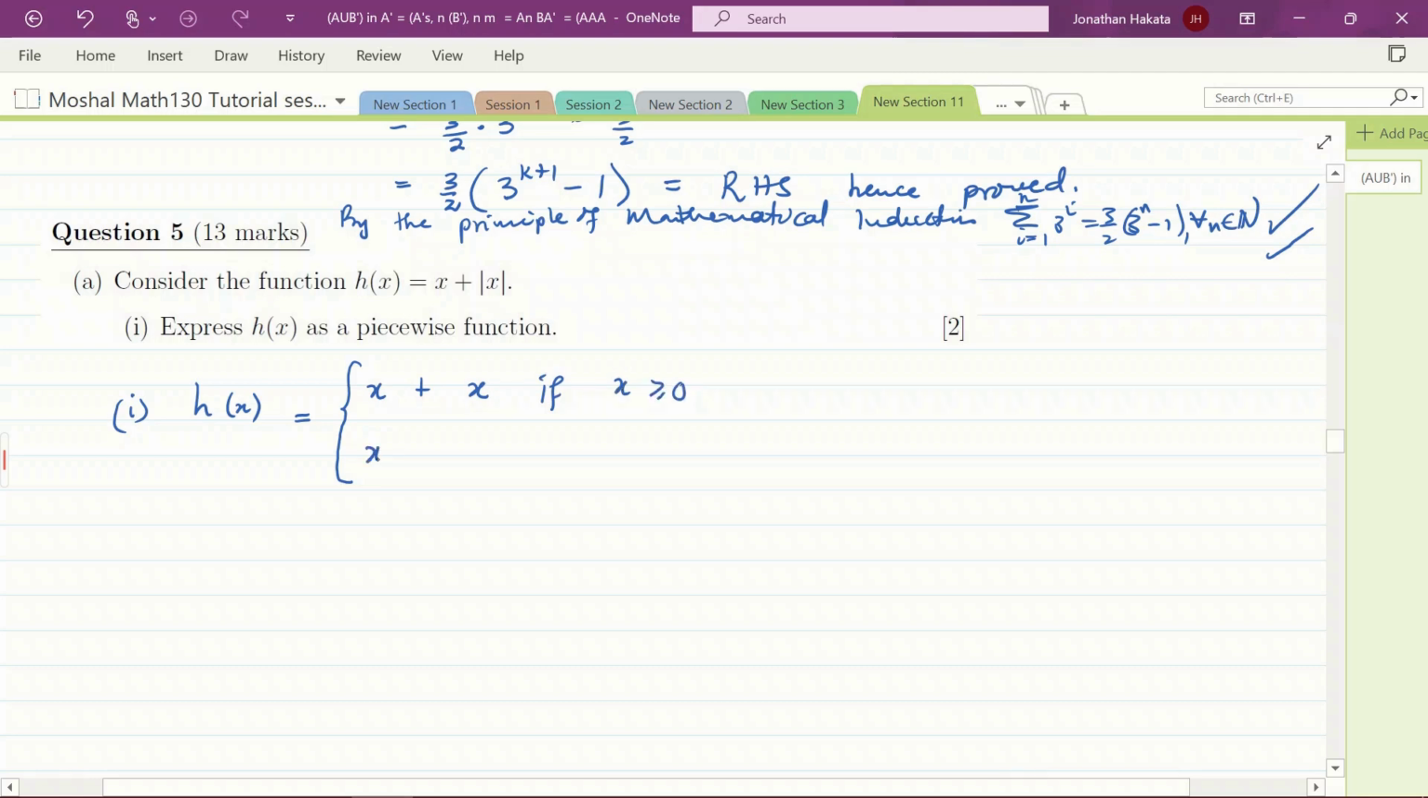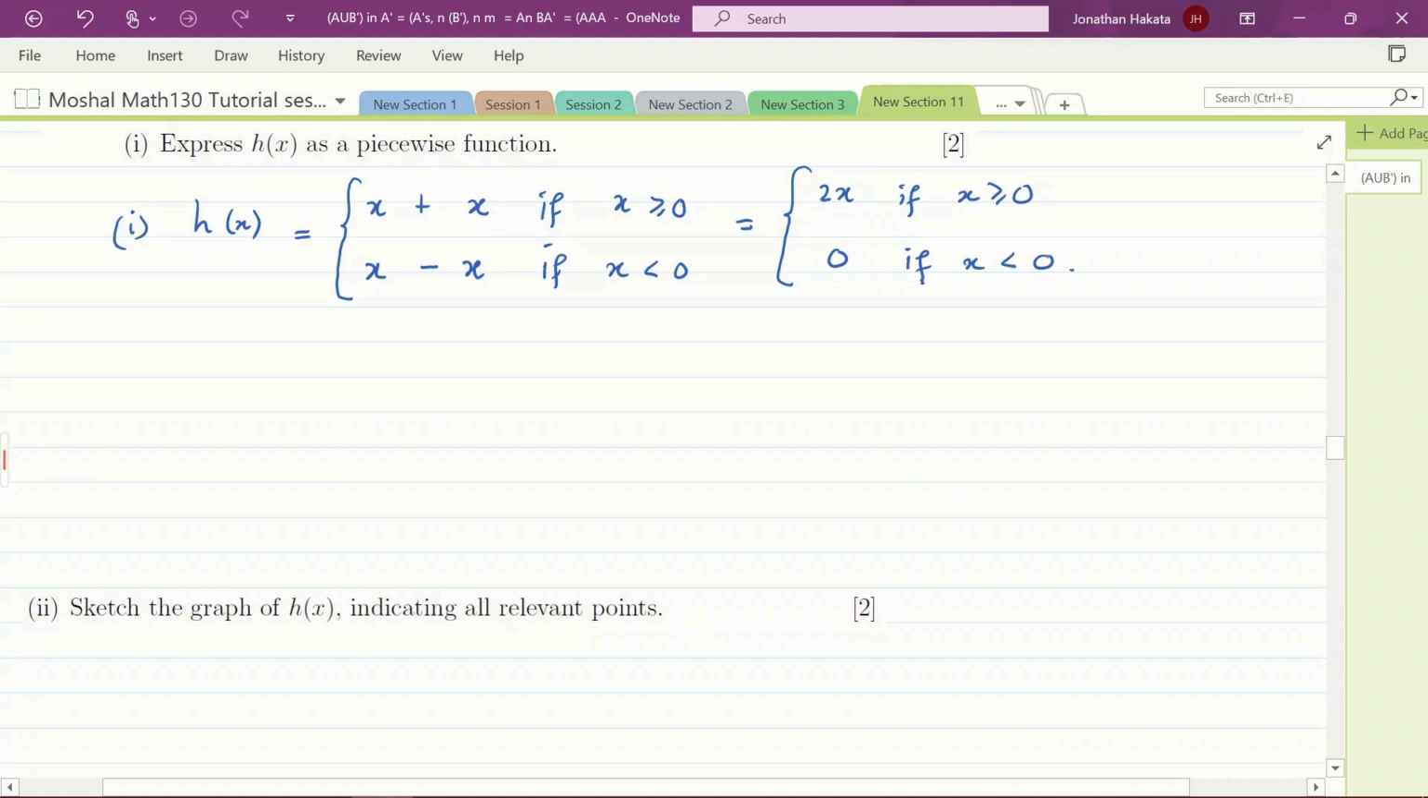Then the other one will be x minus. The other piece, we take a negative x from the modulus if x is less than 0. The other one takes equal to, the other one does not have equal to. All right? And then this can be simplified to, we can have the parenthesis, x plus x becomes 2x if x is greater or equal to 0, then 0 if x is less than 0. Okay? So 2 marks for that.